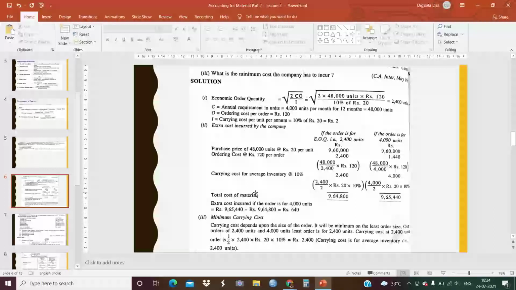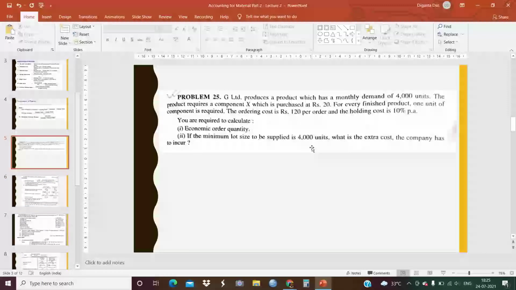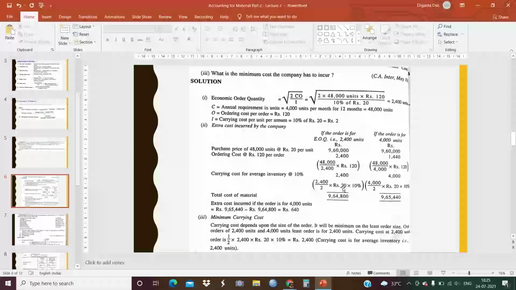Now carrying cost, average inventory carrying cost. So half of quantity ordered, into per unit per annum cost. Half of the economic order quantity 2,400, that is 2,400 divided by 2 into 10% of 20. Then for the lot of 4,000, half of quantity ordered, 4,000 into half into 10% of 20. So this is the average carrying cost. That means the extra cost the company has to incur.